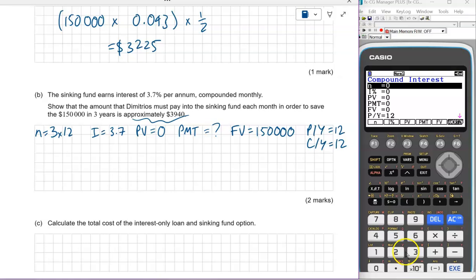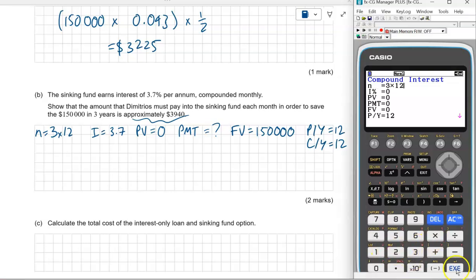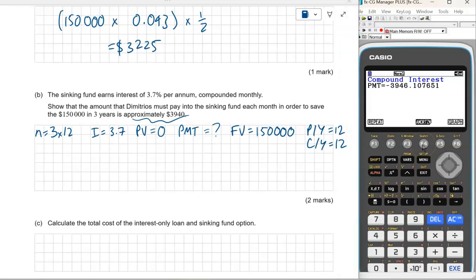So go ahead and put those values in. So 3 times 12 or 36, interest rate of 3.7%. Present value of 0, the PMT we're trying to work out here with the future value set at $150,000, which is what he wants to achieve. So based on that, what is the PMT? And remember, it should be close to $3,940. So there it is. The monthly deposit he'll need to make is $3,946.11. So we're rounding that up to the next cent.